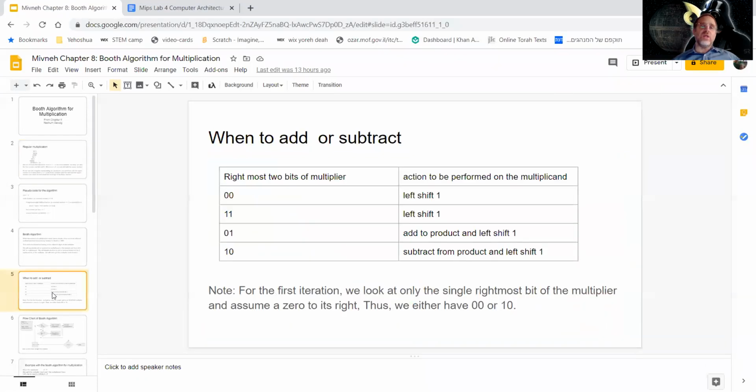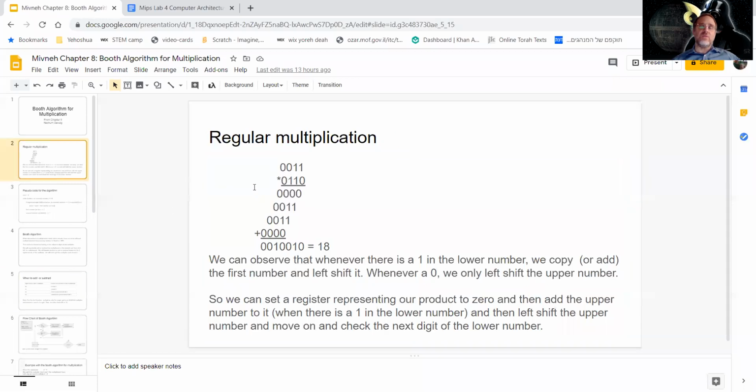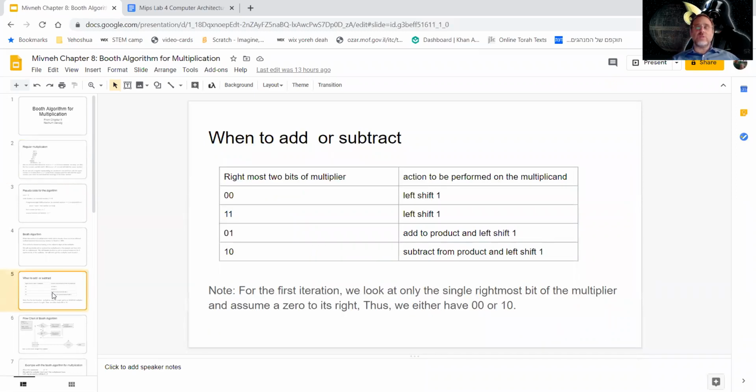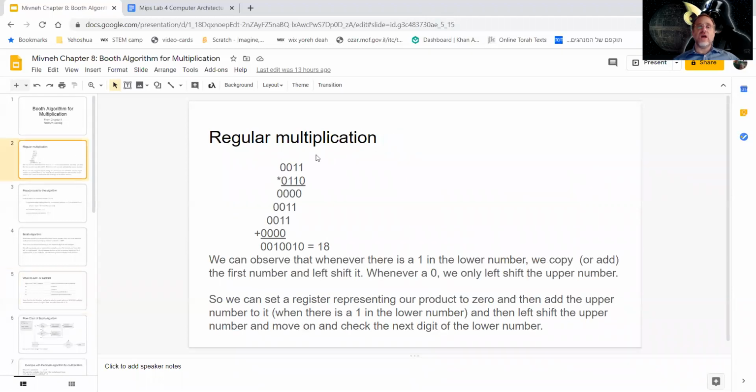All that we're doing here is the same thing in Booth. We're doing shifting and adding also, except we're shifting and adding and sometimes subtracting. And sometimes we're just shifting. So instead of it just being shifting and adding, it's shifting and doing nothing if it's 0, 0 or 1, 1. It's shifting and adding if it's 0, 1. And it's shifting and subtracting if it's 1, 0. If what's 1, 0? The other number.